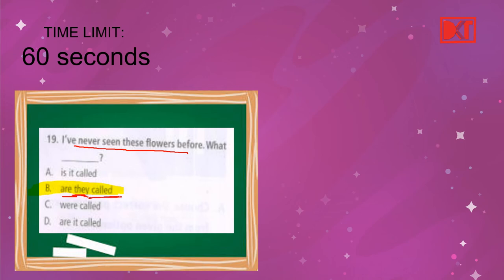Other options like A, what is it called? Is incorrect because it talks about singular. It, incorrect pronoun. Okay. Option C, were talks about past. D, what are it? Now here, the pronoun is incorrect. All right.